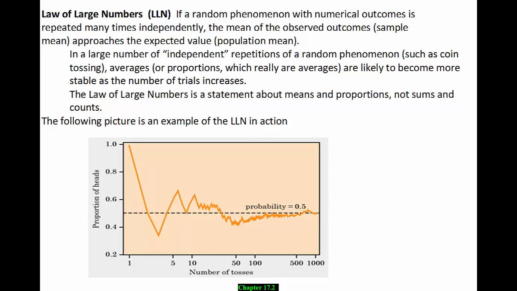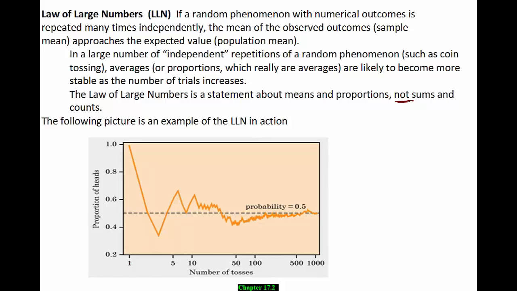In a large number of independent repetitions of a random phenomenon, such as coin tossing, averages, or proportions, which really are averages, are likely to become more stable as the number of trials increases. The law of large numbers is a statement about means and proportions, not about sums and counts. The following is a picture of the law of large numbers in action.